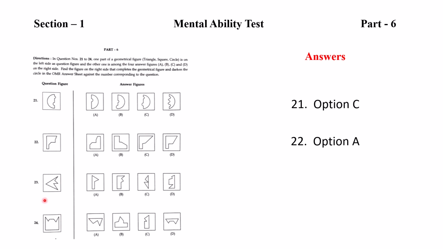Coming to question number 23, again, adding option A, B and D will not give me any perfect figure, but if I add option C, that will generate a triangle here. Therefore, option C would be the right answer for question number 23. Now coming to question number 24, again adding A, B and C will not produce any perfect figure, but if I add option D to this question, that would make a perfect square here, that is a perfect figure. Therefore, option D would be the right answer for question number 24.